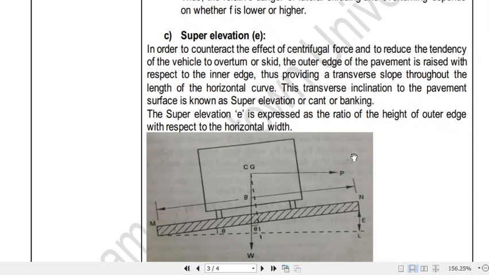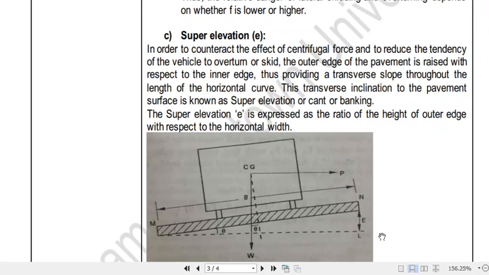Now, in order to counteract the effect of centrifugal force and reduce the tendency of the vehicle to overturn or skid, the outer edge of the pavement is raised with respect to the inner edge, thus providing a transverse slope throughout the length of the horizontal curve. This transverse inclination to the pavement surface is known as super elevation, or cant, or banking.